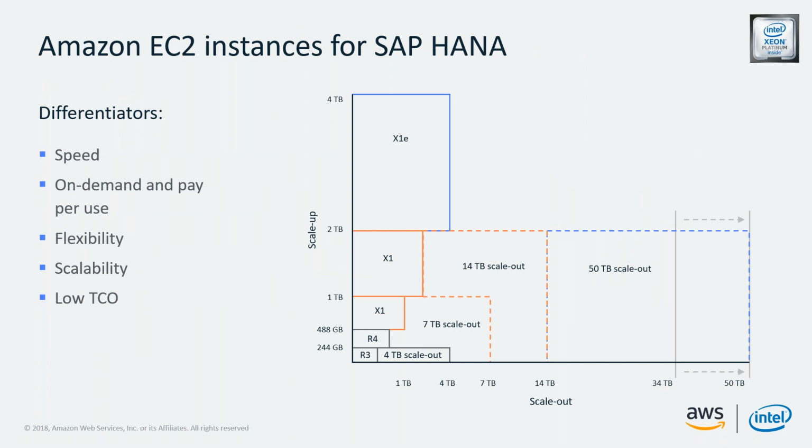Then if we move on to HANA, as I mentioned before, we're currently certified up to 4 terabytes scale up and 50 terabytes scale out. These are virtual appliances built on Intel technology, fully certified with an on-demand pay-as-you-use model, flexibility to change the size of the instance, and scalability to scale out as you need it, offering the lowest TCO.